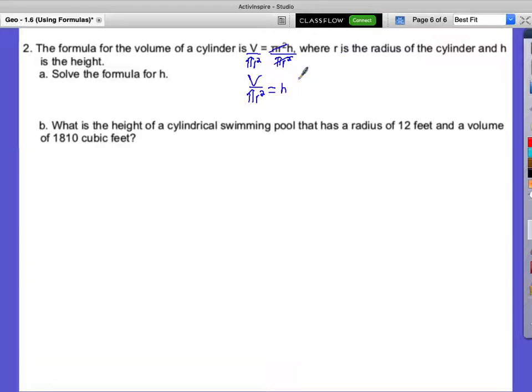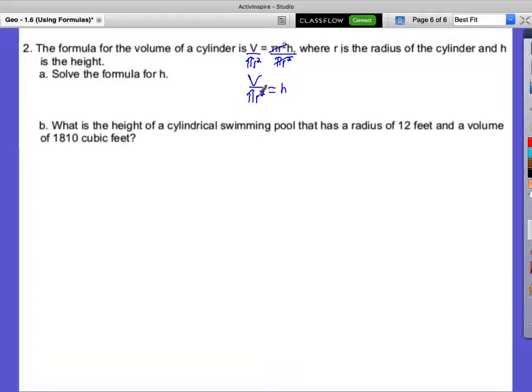Could you have done it by dividing it by pi and then dividing it by r? You would just end up getting the same thing, correct? Yeah. Yep. Okay, if you're more comfortable with dividing by pi, then dividing by r squared on both sides, that's okay. You'd end up with the same thing. Okay.